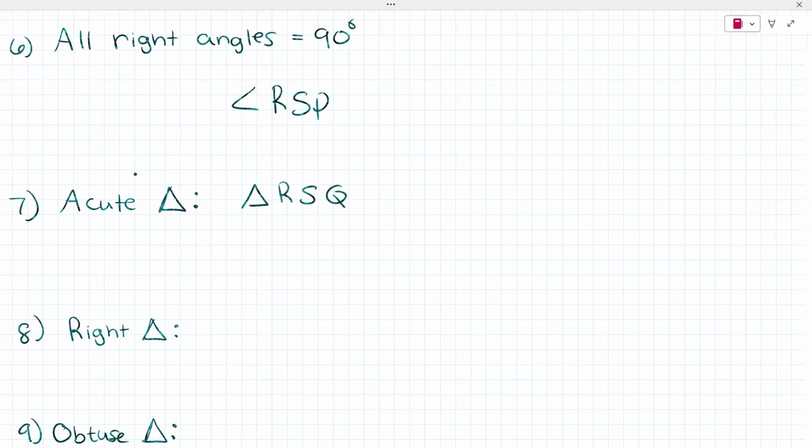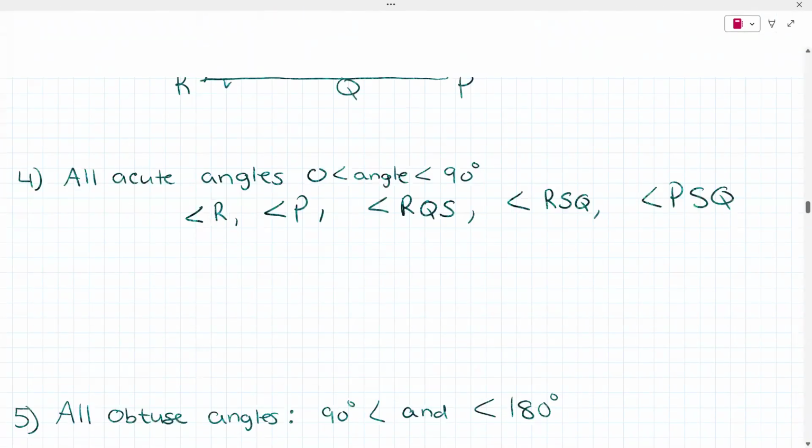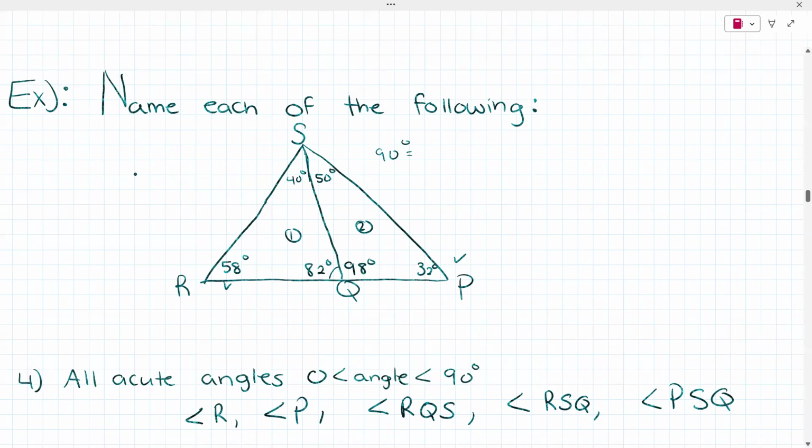Okay. What about a right triangle? They're not asking for the angle, they want an actual triangle. We know that 40 and 50 add up to 90. So that triangle would be expressed as RSP, right? Angle RSP.